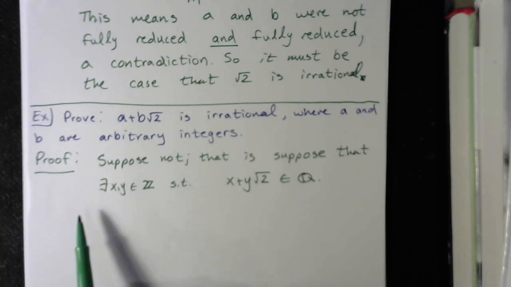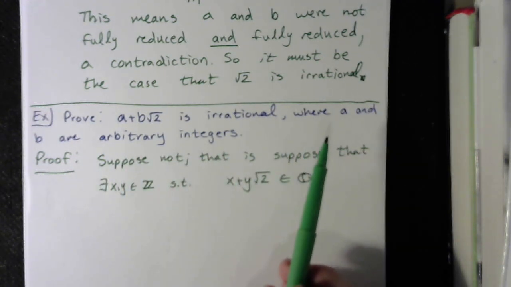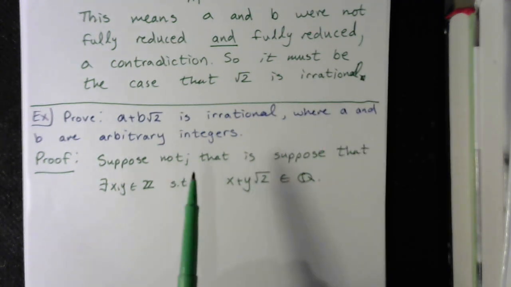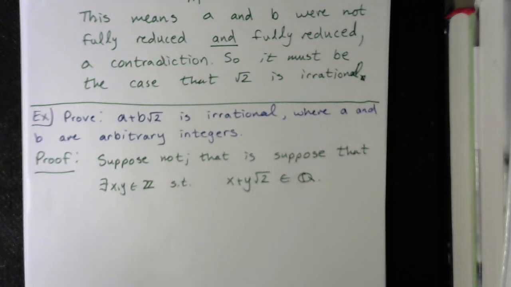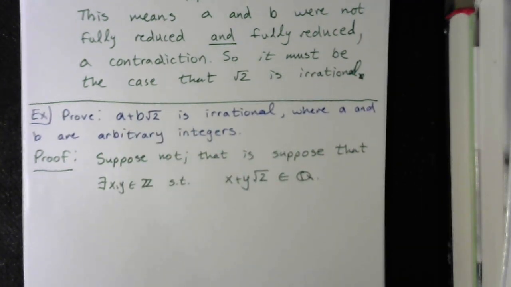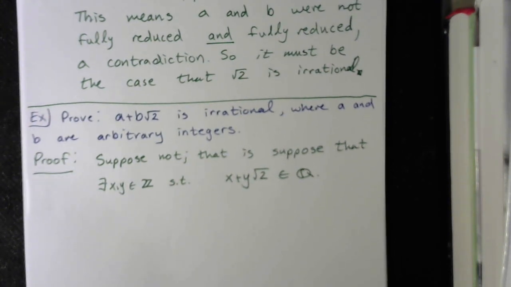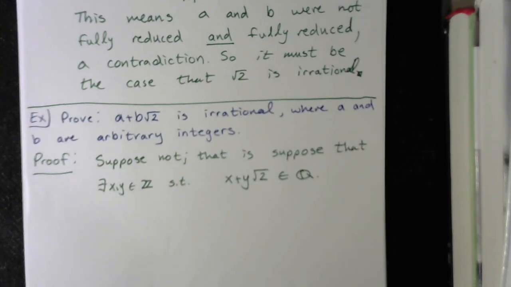One thing I need to mention here, we just need one pair of x and y to work, because in our statement here, a and b are arbitrary integers, so that's implying that any integer should make this statement of a plus b rad 2 irrational true. So we just need to find the one pair that fails if we're supposing not. So it is an implied universally quantified statement here.